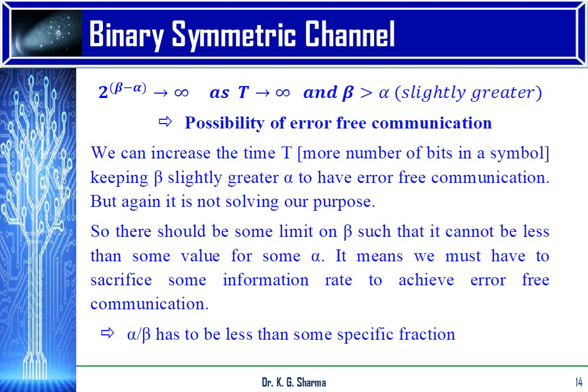We can say that if we want 2 to the power (beta minus alpha) t tends to infinity, and also that beta is slightly greater than alpha, then we need to have time t tends to infinity. This means that we need to increase the time t, and that is more number of bits in a symbol. But this is not solving our purpose, as we are increasing the time. Coding delay is also increasing proportionately. So there should be some limit on beta such that it cannot be less than some value for given value of alpha. It means we have to sacrifice some information rate.